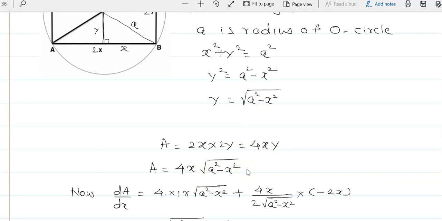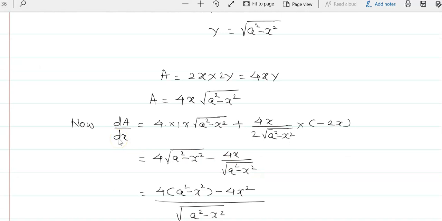Now we'll differentiate this area so that we'll get the maximum area, and when we take the maximum condition, we'll get its length and breadth both equal, that is nothing but the square. Okay, now this is dA upon dx. Now first, we'll apply here the product rule. The derivative of x is 1 into 4 root of a square minus x square, plus 4x into the derivative of root of a square minus x square.